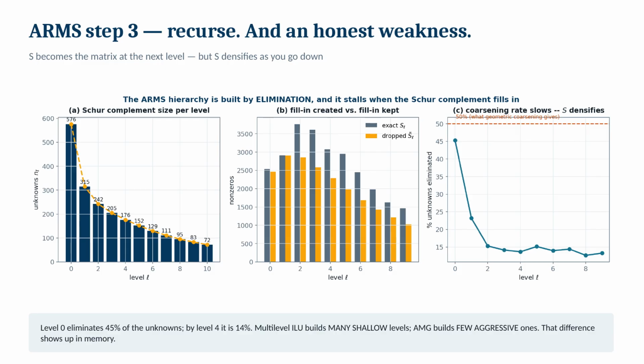Panel B shows why. Exact fill-in in gray, kept fill-in in amber. The Schur complement densifies as you go down, so independent sets get smaller, so coarsening stalls. Panel C makes it explicit against the 50% line a geometric coarsening would give you. Multilevel ILU builds many shallow levels. AMG builds few aggressive ones. That's a real structural difference and it shows up in memory.